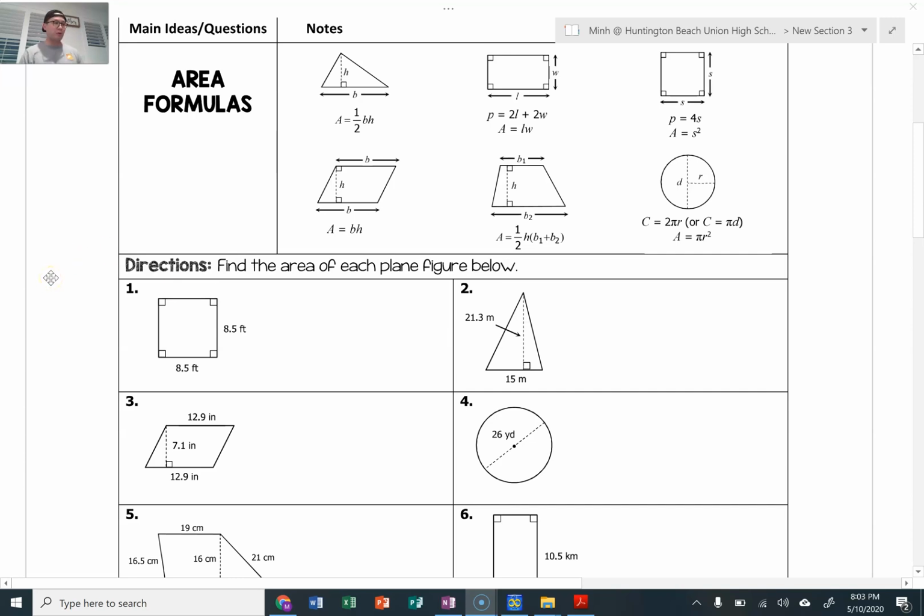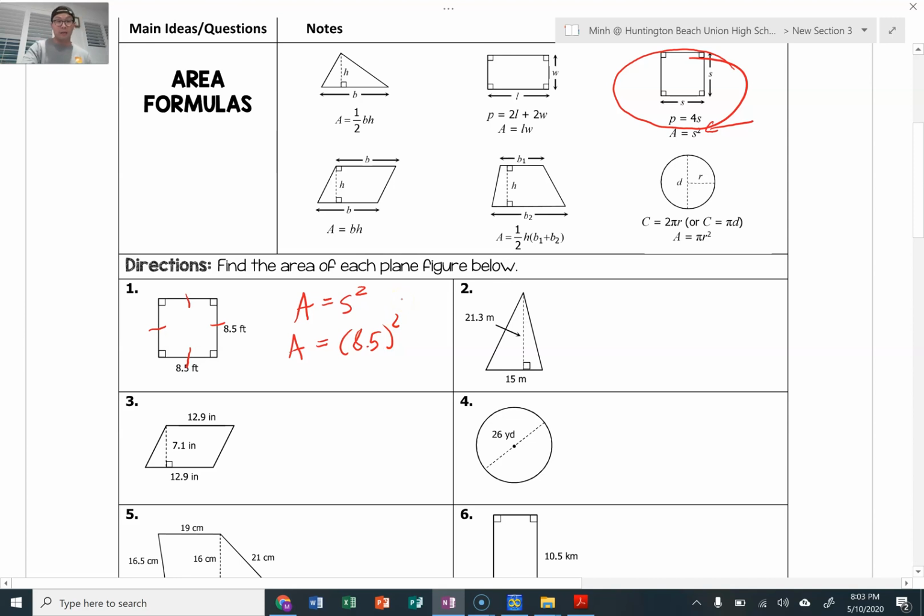So number one, when you're attacking these problems, you want to make sure you at first identify what's the actual figure, right? What's the actual figure? For this one, I noticed that all the sides are going to be equal, so it's going to be a square. And since we're asked to find the area, I'm going to use area is equal to s squared. Well, what's s squared? s squared is going to be the side. So you can just go area is equal to 8.5 squared.